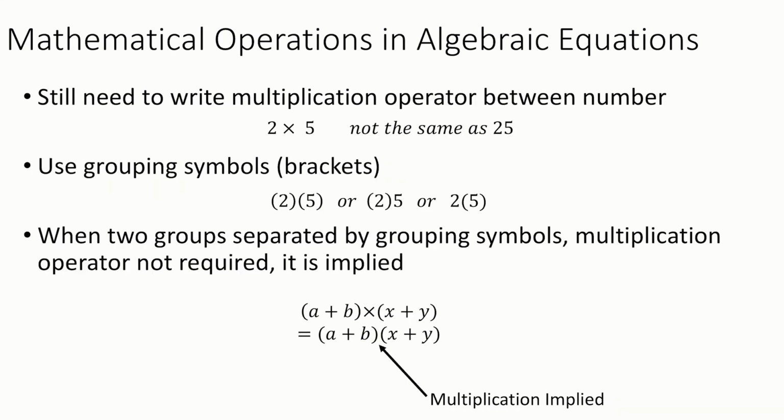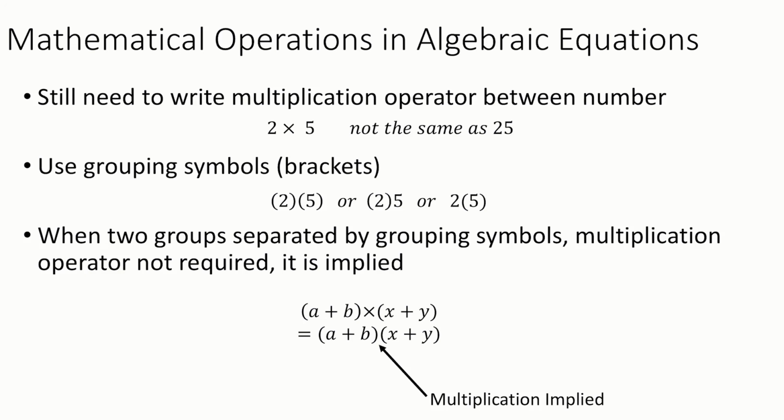So remember, this rule change only applies to when you're multiplying a number with a variable or two variables together. If you're just multiplying numbers together, you do still need the multiplication in between. You can't just write 2 times 5 is 25. But what you can do to adopt a similar style is to use brackets in between. So you could write 2 times 5 as 2 in brackets with a 5, or 2 in brackets with just the 5, or the 2 with the brackets on the 5. All of those three expressions still give multiplication, and it looks more similar to an algebraic expression.